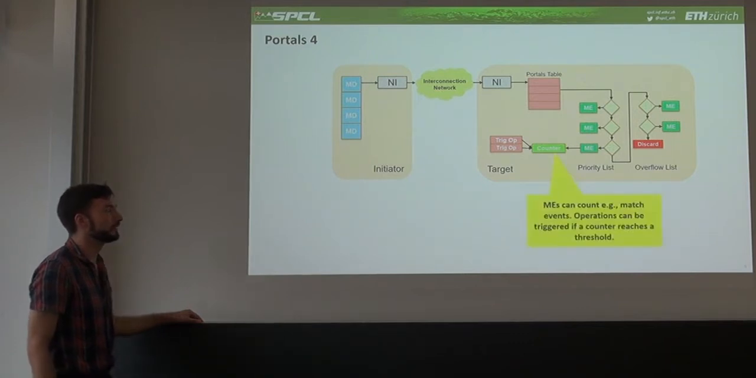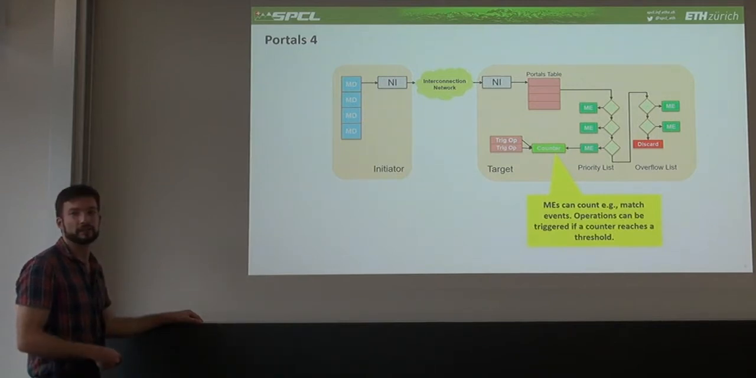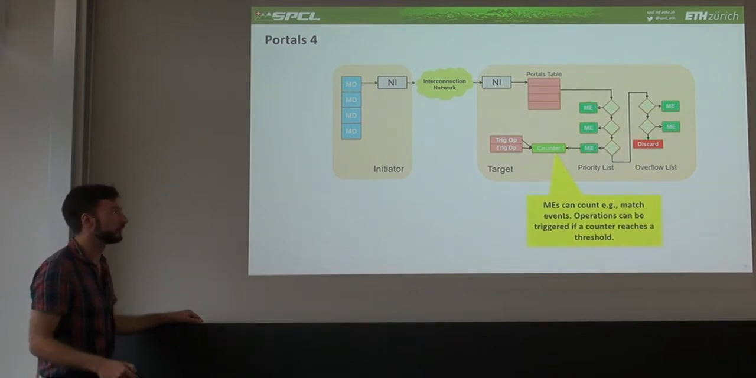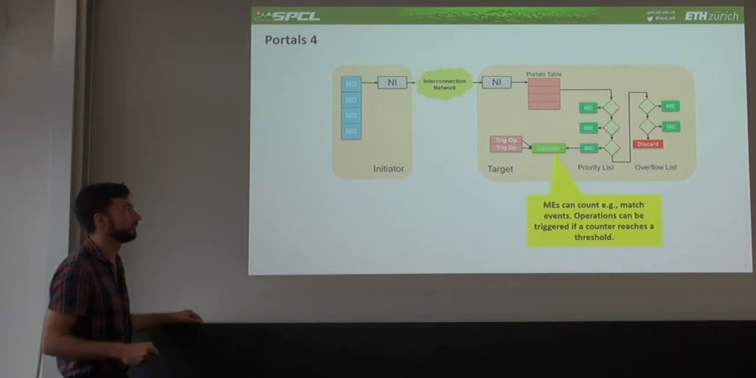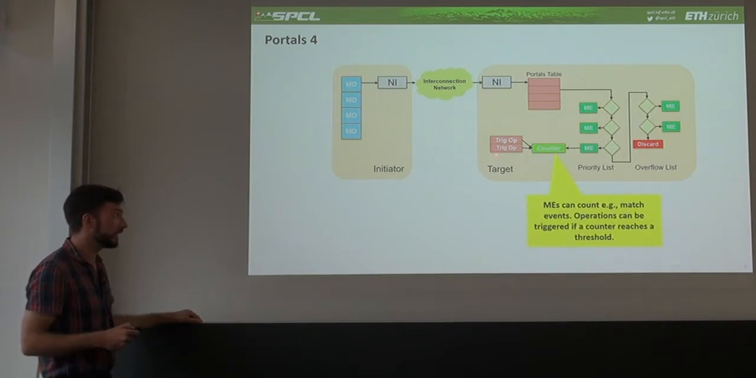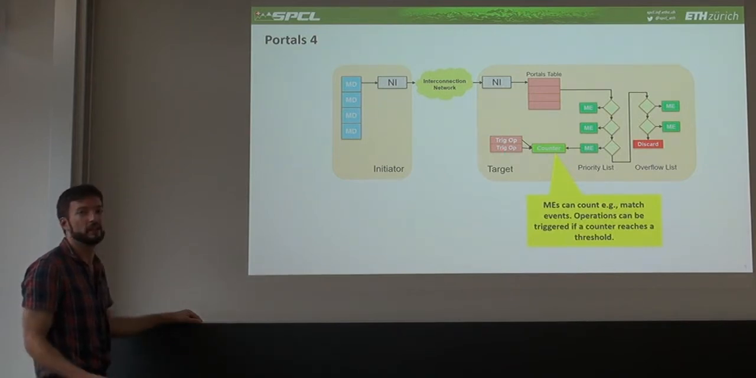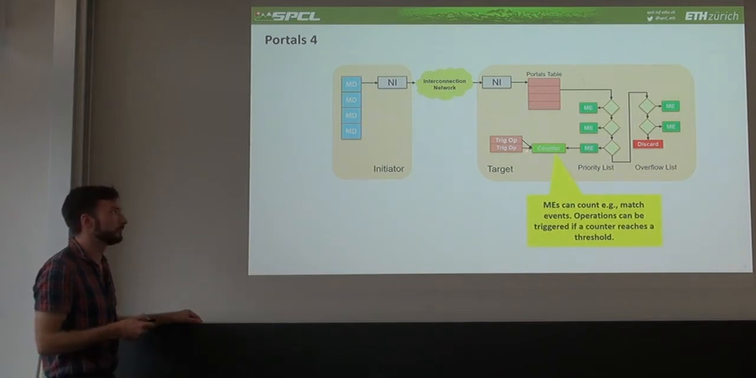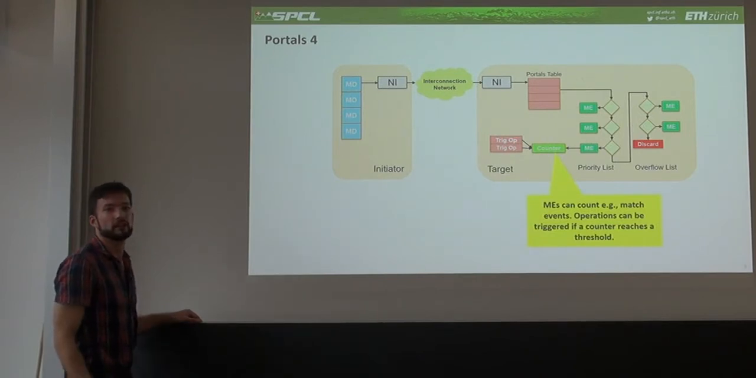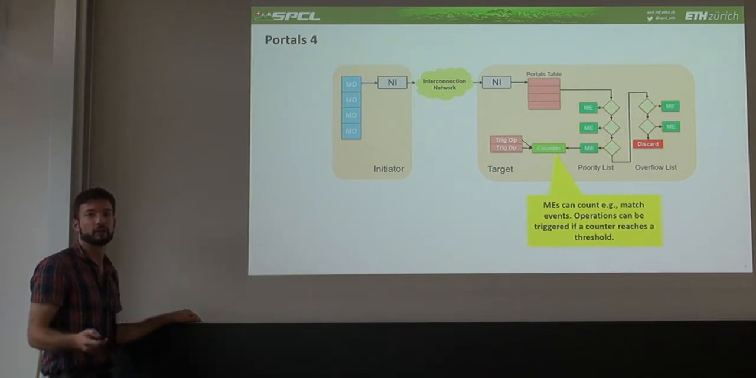And we have some additional cool features, which is counting events. The MEs are able to count certain types of events, such as how many bytes have actually matched this specific ME, or how many put requests or get requests have actually matched this ME. Whenever this happens, a counter can be increased. And we can have triggered operations such as another put or another get, which depend on this counter, in the sense that these operations have a threshold, and only if this threshold is reached are they executed. This is how we can do offloading in Portals.